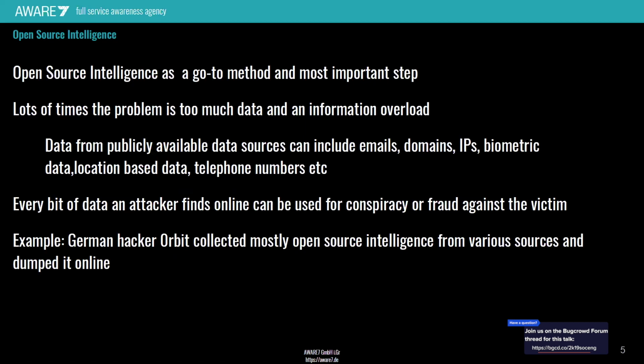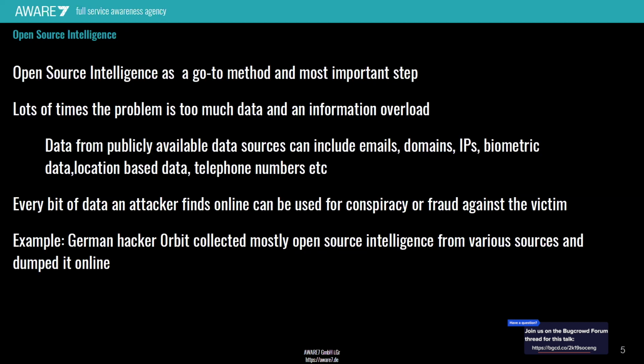So there's one big problem with open source intelligence. You often have too much data, and then you have some sort of information overload, and you need to prioritize your findings. So you need to really check, okay, what will my victim most likely be like, what are the pages he often visits, so I can maybe forge a login site.